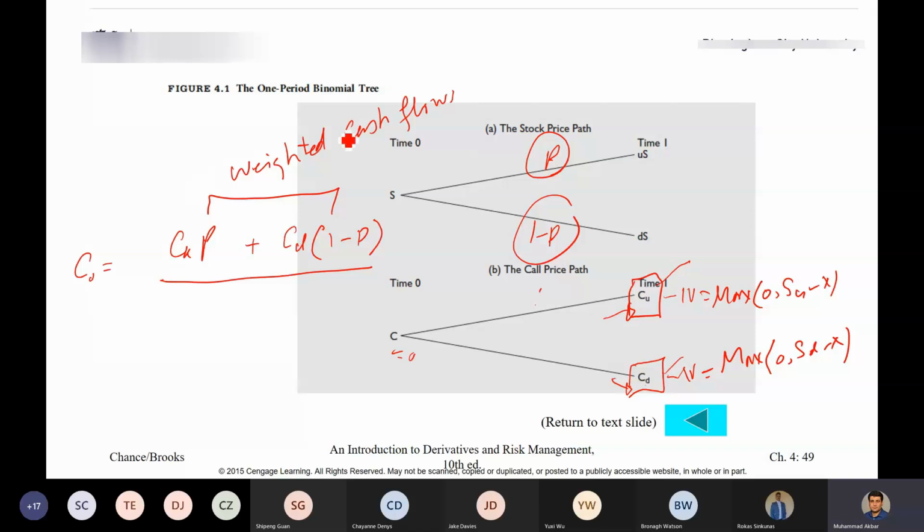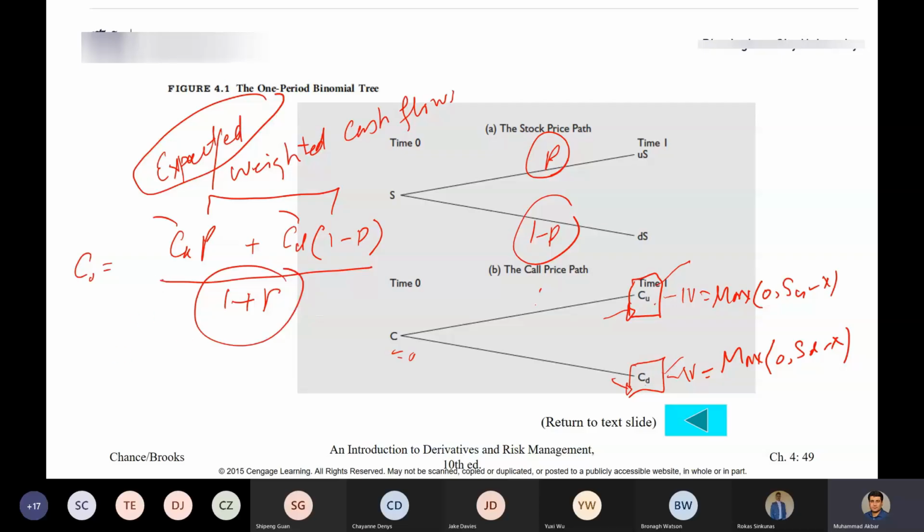In other words, the word we use is the expected cash flows, and you know what expected means, because there is a chance of getting this one and there is a chance of getting this one. So if you are multiplying them by their probability, you are taking average cash flows. So this is basically a weighted average of the cash flows. And because this will be in future, to get the present value of this, you will discount it by the risk-free rate, and if you do this, you get the call price today.